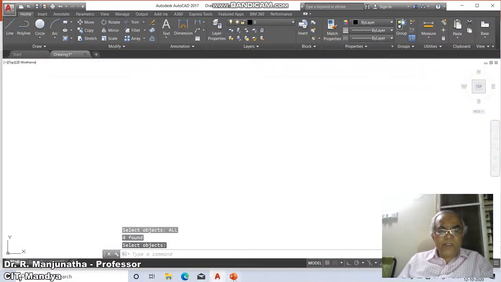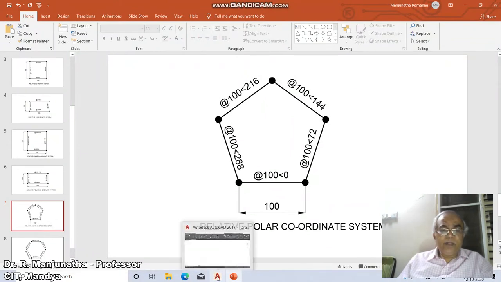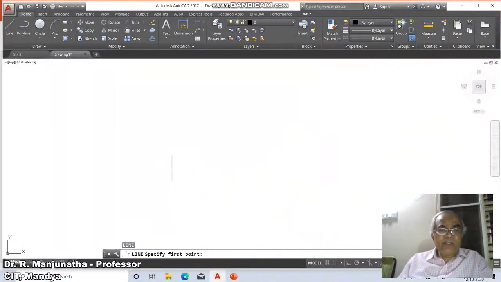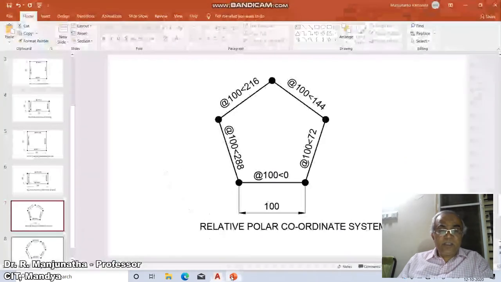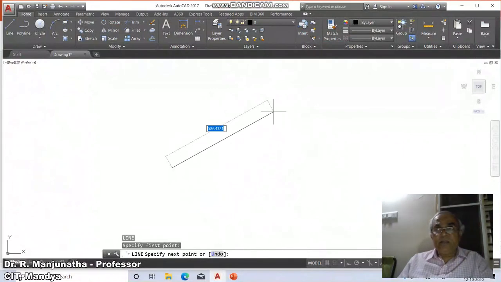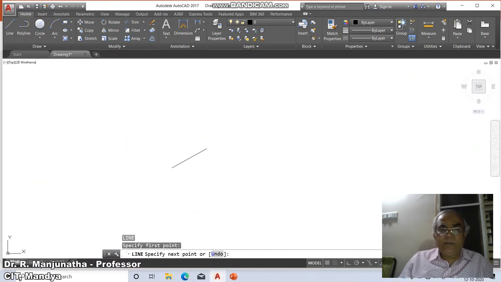Now we are going to create one more drawing wherein we want to create a pentagon by using the relative polar coordinate system. So command is line. I will select some arbitrary point on the screen by clicking on the first button of the mouse. Then what is the distance? 100 less than angle. So here the syntax is at the rate distance less than angle. So at the rate 200 less than 0.